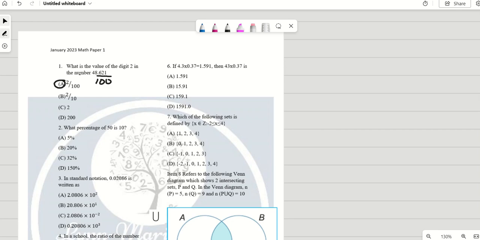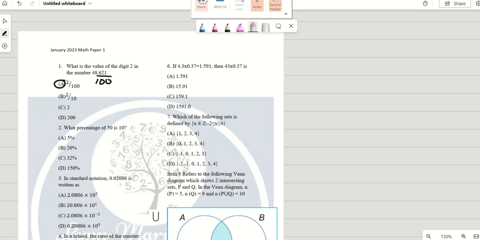What percentage of 50 is 10? Let's say something multiplied by 50 is equal to 10. To make the box the subject, you carry across 50. Sorry. I don't want to say the answer as yet. Let's just say 5 over 100 multiplied by 50. Let's see if we get 10. Cross out: 5 into 5 is 1, 5 into 10 is 2. 5 cannot go into 2, so 5% is not your answer.